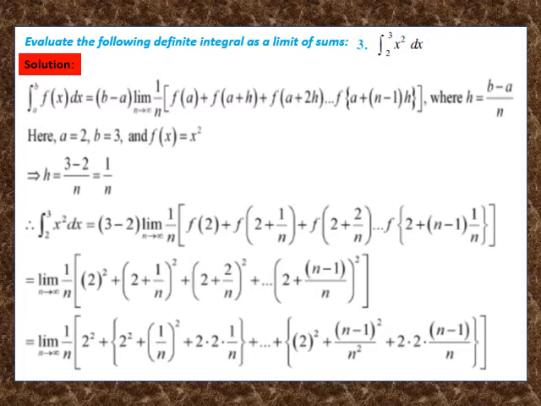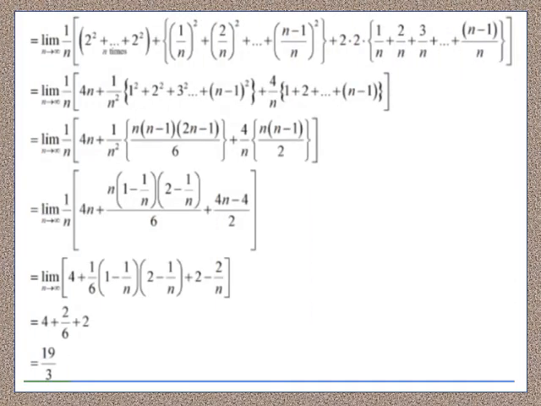Clear? So we are getting the limit as n tends to infinity of 1 upon n times [2 square plus 2 square plus ... applying (a plus b) whole square in the entire equation. This becomes 2 square n number of times, then 1 upon n square plus 2 upon n whole square and so on up to (n minus 1) whole square, then 2 into 2, taking 2 common, we will get 1 upon n plus 2 upon n plus 3 upon n up to n minus 1 upon n.